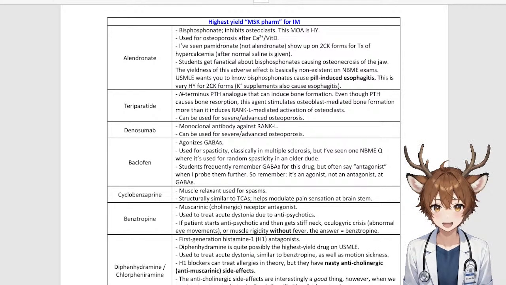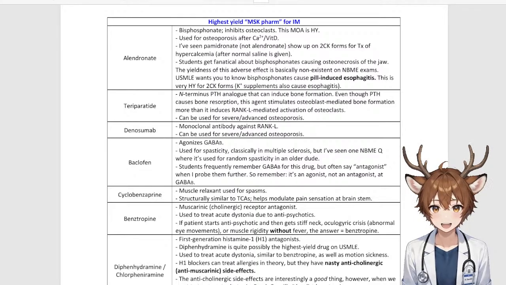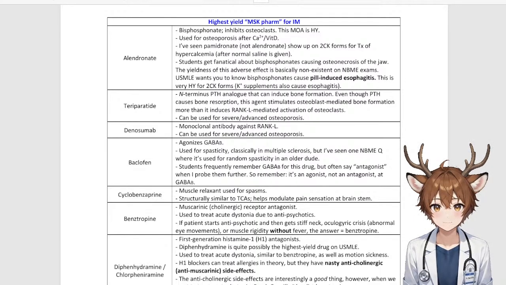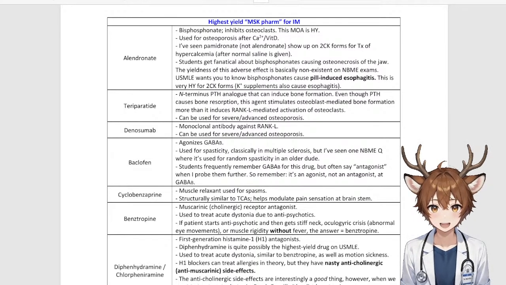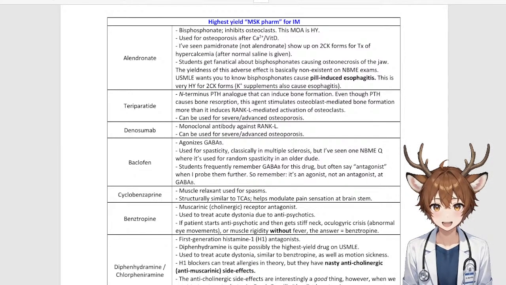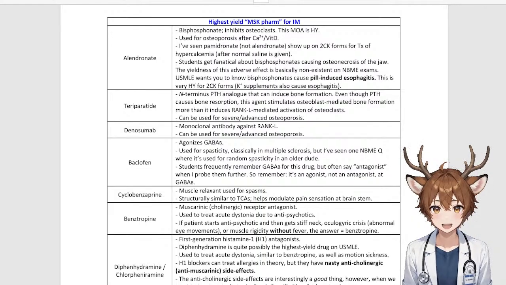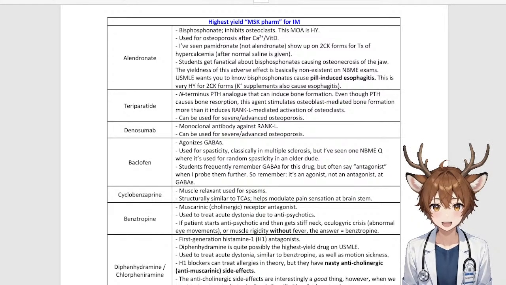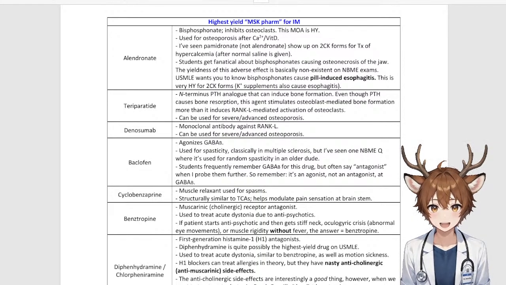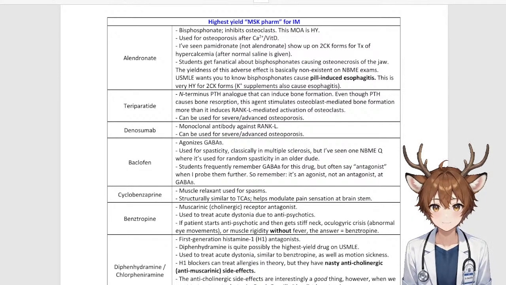I've seen pamidronate, not alendronate, show up on the Step 2 CK forms for treatment of hypercalcemia after normal saline is given. Students get fanatical about bisphosphonates causing osteonecrosis of the jaw. The yield of this adverse effect is basically non-existent on NBME exams, though. USMLE wants you to know that bisphosphonates cause pill-induced esophagitis. This is very high yield for Step 2 CK forms. Potassium supplements also cause esophagitis.